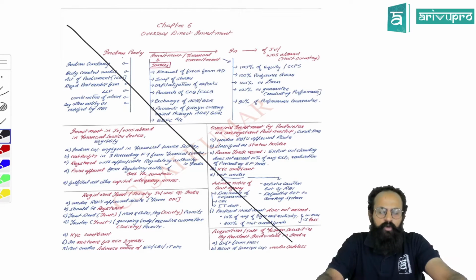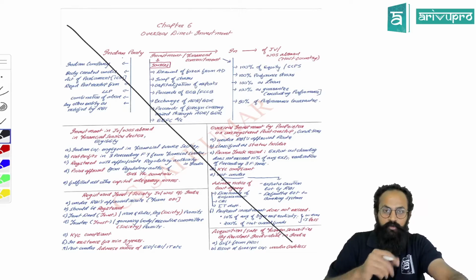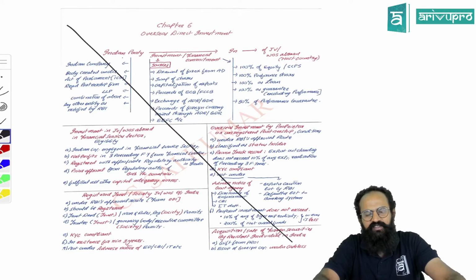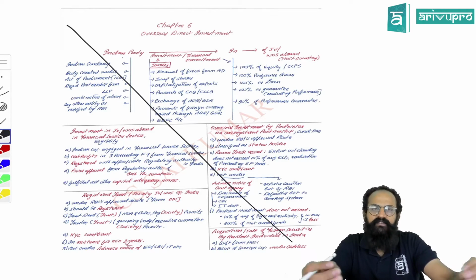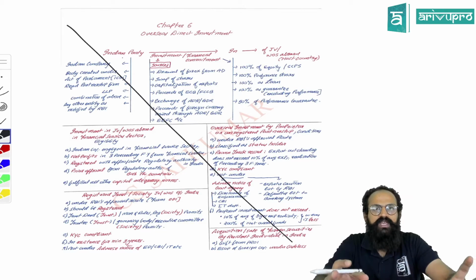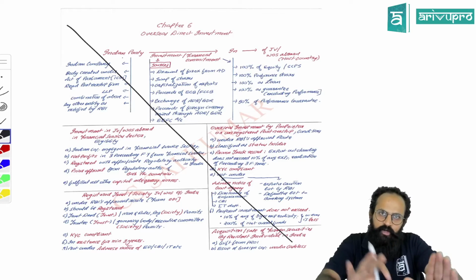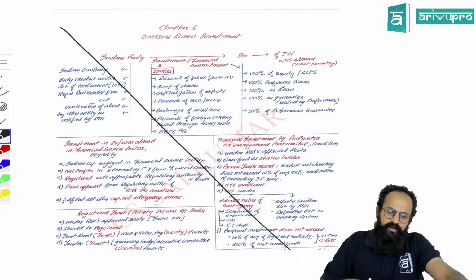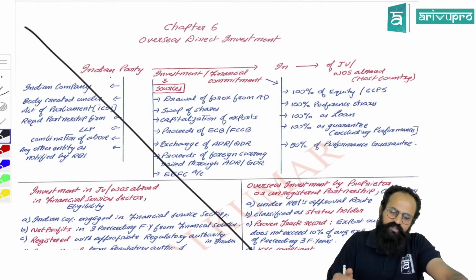Now, sir, what has been changed? There is no new chapter at all. It is the same, but they have made amendments here and there. Overall, if you see, the language changes a little, but what and why we'll see. Okay, now people, first we used to refer to something called overseas direct investment.